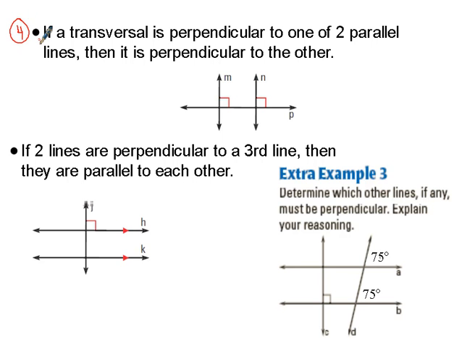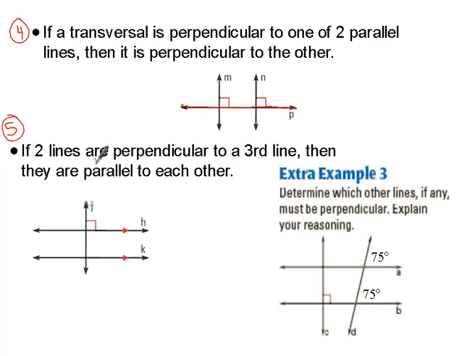If a transversal is perpendicular to one of two parallel lines, okay, so we have a transversal here, line P, and it is perpendicular to one of the lines, then it's perpendicular to the other. So if we started with it being perpendicular to M, then it would also be perpendicular to line N. Okay? Next one, and put these in your notes.